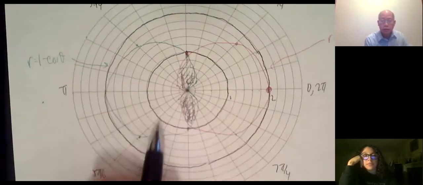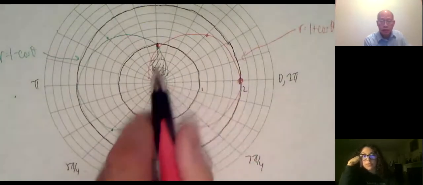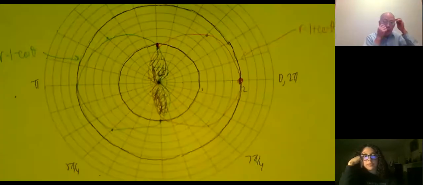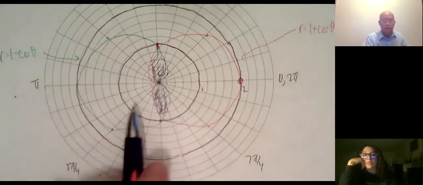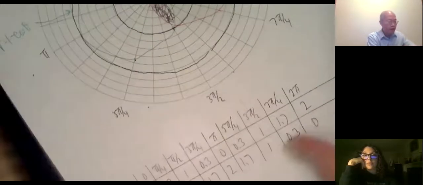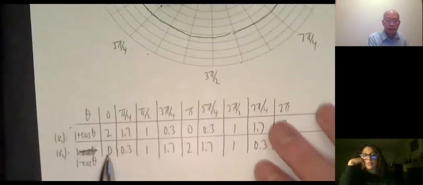Okay, so 1 plus cosine theta looks like this. It's a cardioid. And 1 minus cosine theta turns out to just be the reflection across the y-axis, like so, in green. But I'll show you, just verify that.